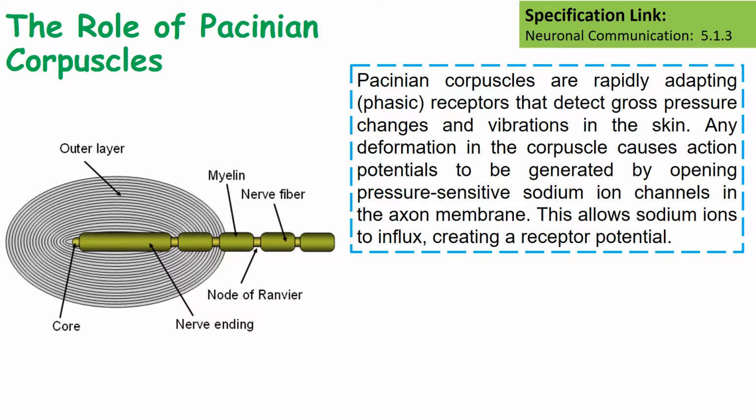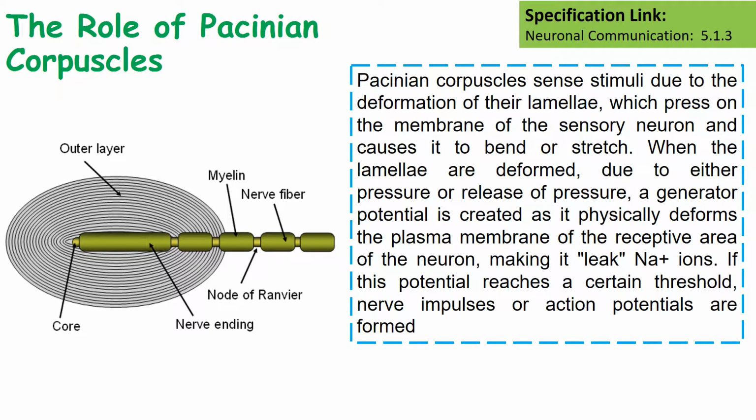skin. Any deformation in the corpuscle causes an action potential to be generated by opening pressure-sensitive ion channels in the axon membrane. This allows sodium ions to influx, creating a receptor potential. Pacinian corpuscles sense stimuli due to the deformation in their lamella. The lamella is the bulbous area at the end of the nerve ending.